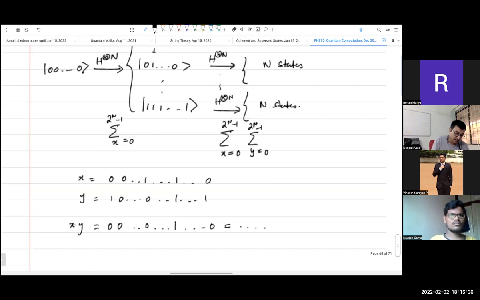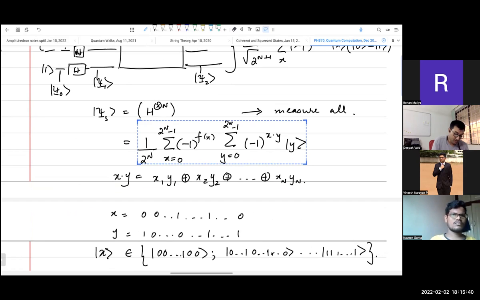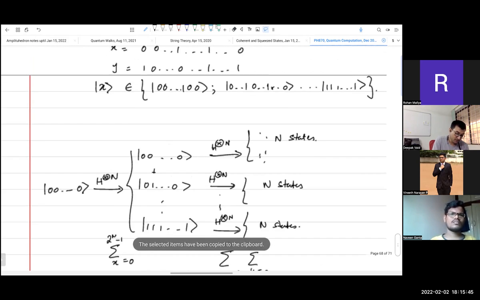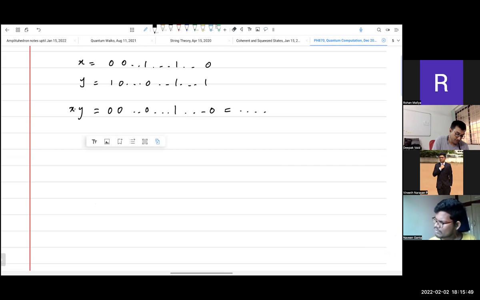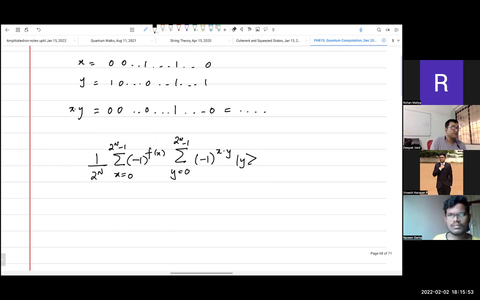Now, if we take a look at this expression, this is our state of the data register, okay? This is the state of our data register. Now, we perform a measurement of these n qubits, right? Not the ancilla, these n qubits. Okay, and we ask what is the probability of measuring the output state to be in the ground state, right? The vacuum 0 0 0.